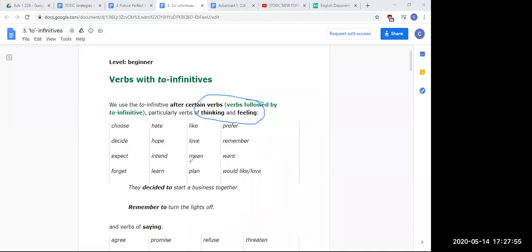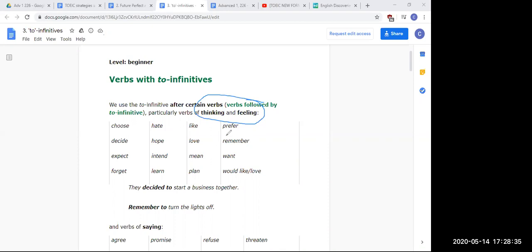Mean. We'd normally use mean in the past. It's meant. And it was something that we intended to do, but we didn't. So if I intend to visit my grandmother next week, but if you don't do that, then I meant to visit my grandmother. Plan. Again, we make plans in the future. So I plan to go on vacation next year.